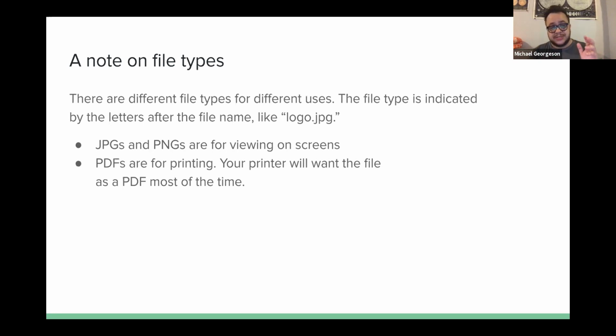What you'll mostly be interested in for printing stuff is a PDF. That's a file type for printing, and your print vendor will most of the time be looking for a PDF.